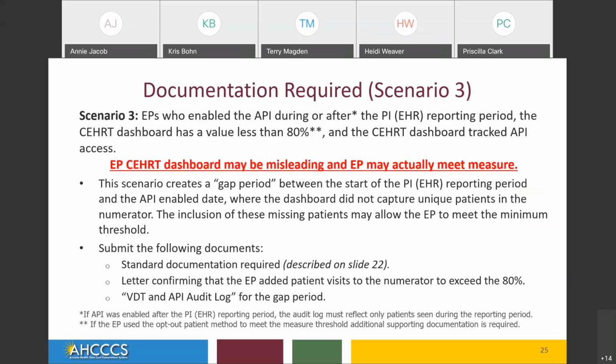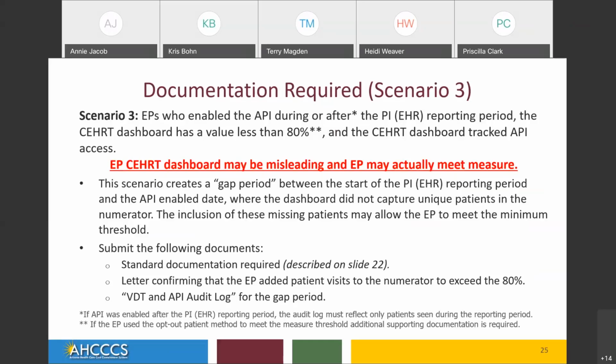Scenario 3. Definition is that EPs who enabled the API during or after the PI reporting period, the Cert dashboard has a value less than 80%, and the Cert dashboard tracked API access. EP Cert dashboard may be misleading, and the EP may actually meet the measure even though that dashboard is showing less than 80%. This scenario creates a gap period between the start of the PI reporting period and the API enabled date, where the dashboard did not capture unique patients in the numerator.